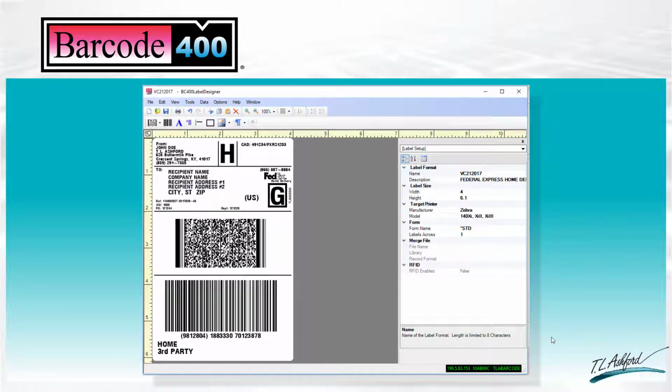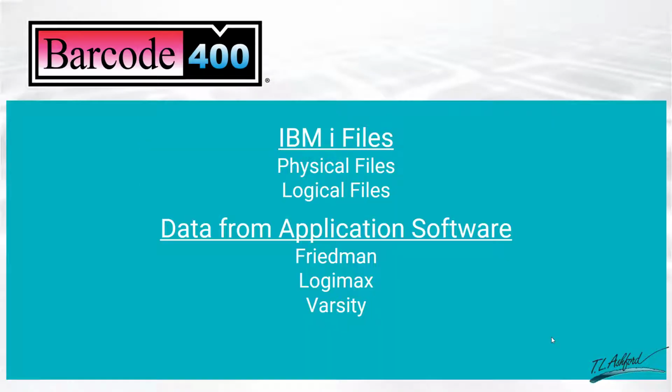With Barcode400, we create labels using a graphical designer, and those labels, though, are stored directly to the AS400. Now, when you design those labels, you use data from your IBMI files, like your physical files, your logical files, but you can also use data from your application software. And that data is passed from your software, like from your Frontier from Friedman, or your warehouse management or Varsity shipping software.